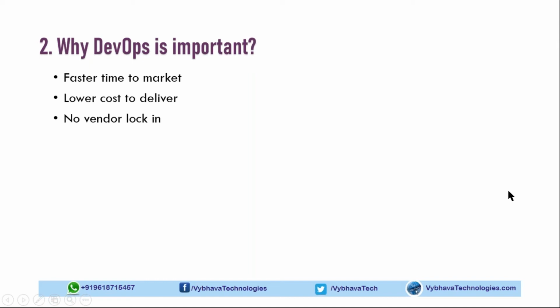Lower cost to deliver. Why? Because all the DevOps tools we are going to use are open source software. The first time you set it up, it will be completely free of cost. And when you go for scaling up or increasing the number of servers on that particular technology, it will be much cheaper compared with the older structures. Previously, if you went for one software, you needed to buy the license and get a contract for that software. So there was a lot of vendor lock-in earlier. Now in DevOps there is no vendor lock-in.